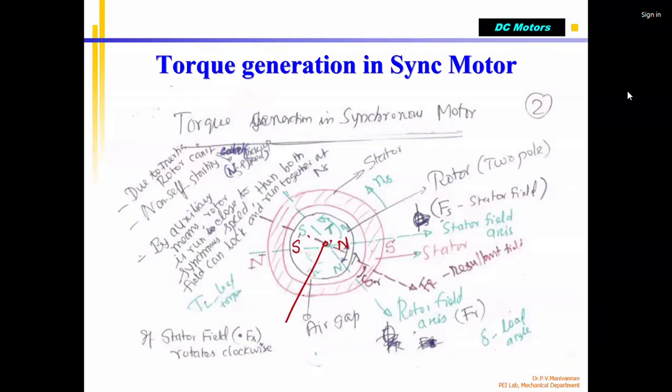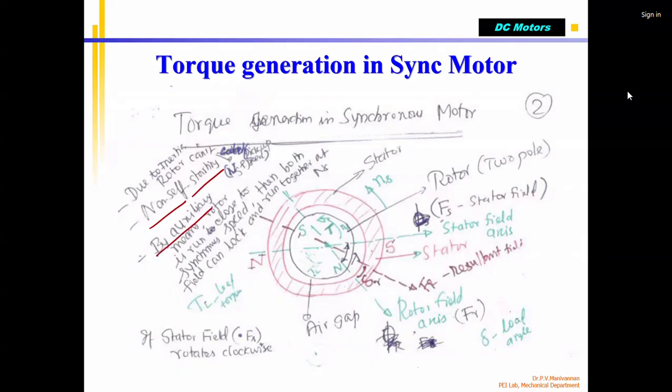by attaching one more starter motor, and rotate it physically so that it gets locked. Then once it is locked, you can disconnect this. That's what is mentioned here. Non-self starting: because of this, a synchronous motor cannot start on its own.